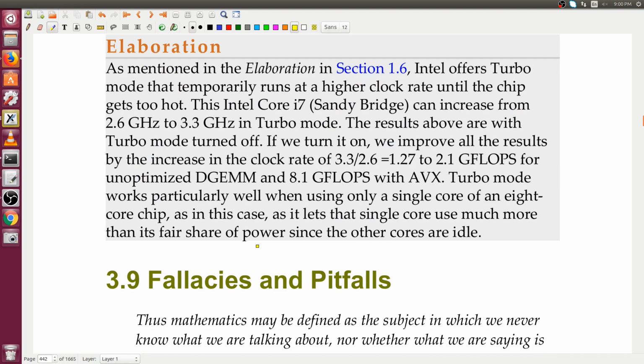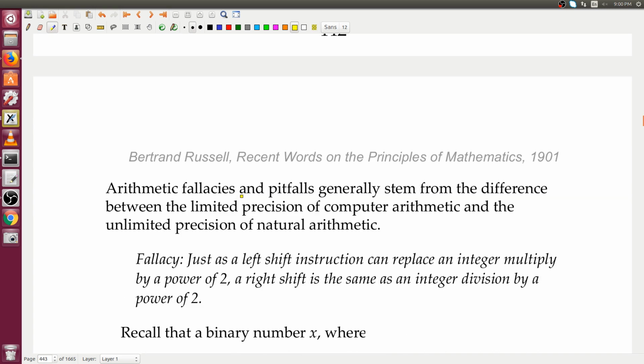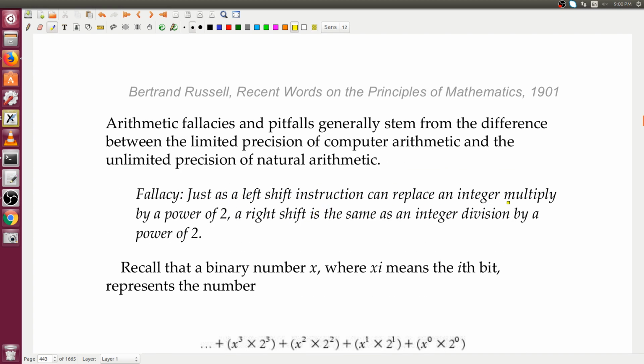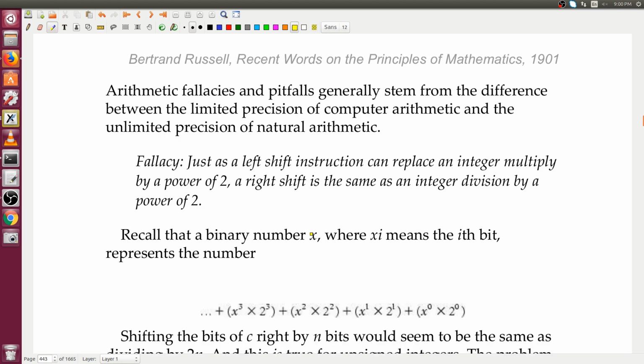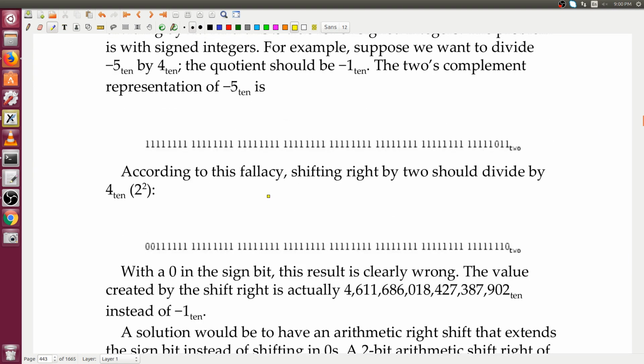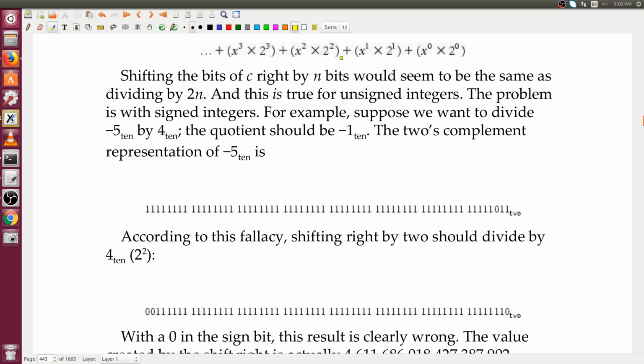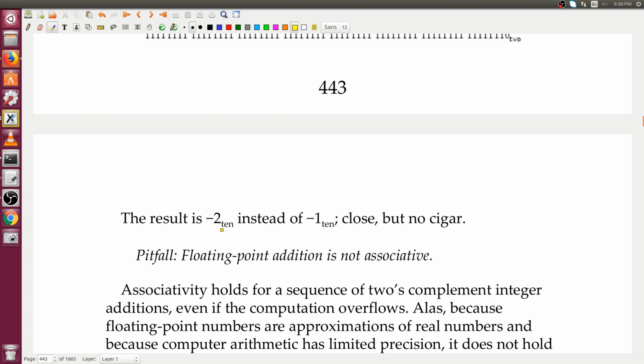Let's continue on. Let's go over the fallacies and pitfalls, and then we have some free time. So fallacy 1. Just as shift left instructions can replace integer multiply by a power of 2, a shift right is the same thing as an integer division by power of 2. So this is a fallacy. We have to remember that this doesn't take into account sign. So we have to look back at how we do 2's complement in our weighting scheme. So we can't just shift to the right by 2 to divide, but we can shift to the left in order to multiply. That's a very, very convenient thing we can do.